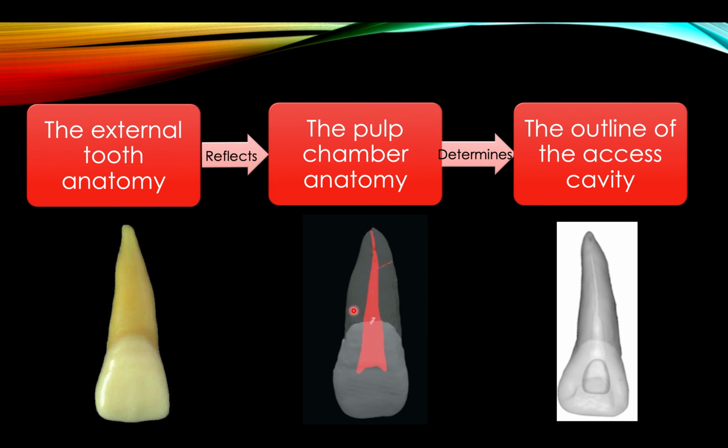So the shape of the pulp chamber of the central incisor is a triangle, with the base of the triangle located towards the incisal edge. So your access cavity will be an inverted triangle with the base located towards the incisal edge.